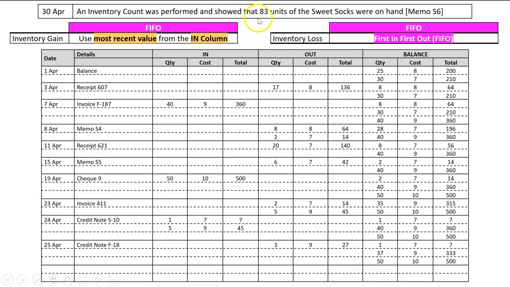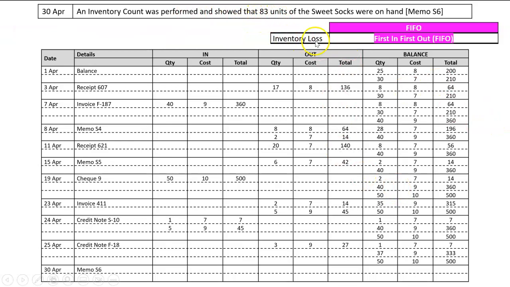But it says the inventory count said 83 were there. We have lost 5 units. So we are going to deal with this situation. And what we do with it under FIFO with an inventory loss is just assume the first one's out. The first one's in is the first one's out. So if we've lost 5 units, we'll say the first one was this one at $7. And then the next 4 units we lost must have come from this 37 at $9. So we'll say 4 units at $9 went out.